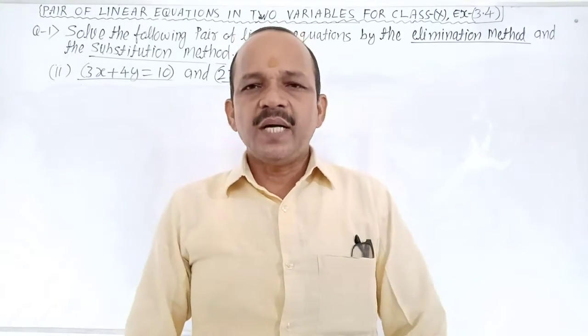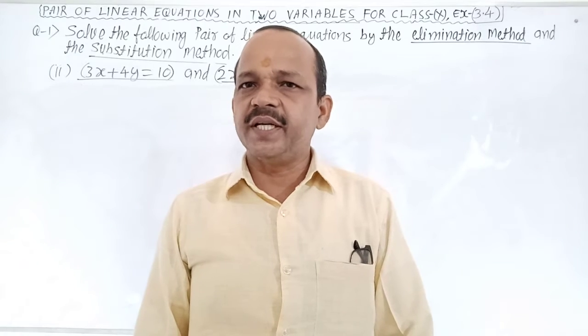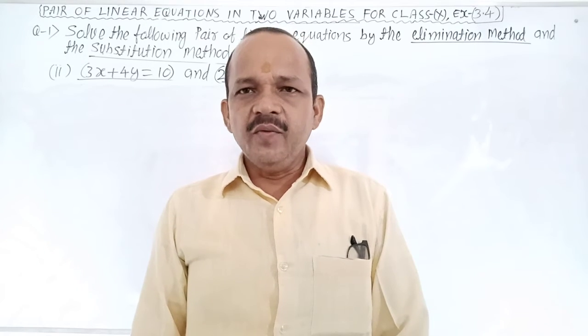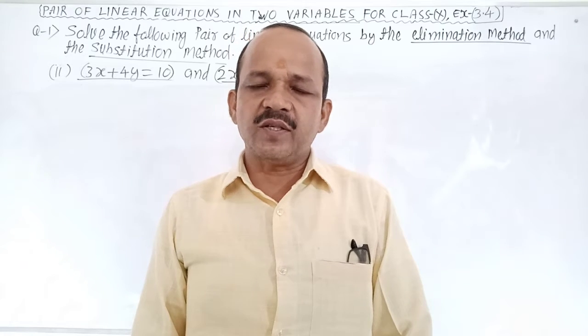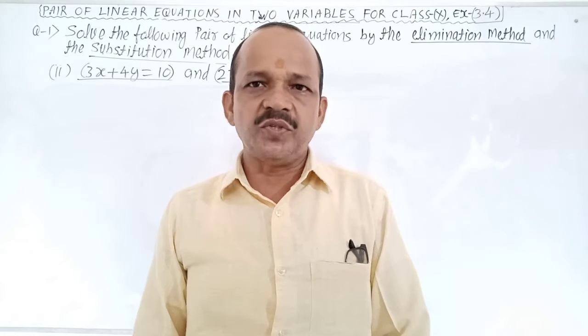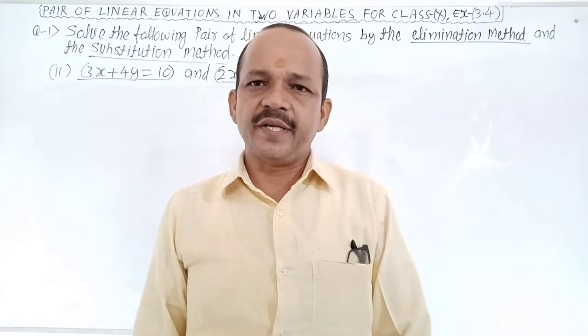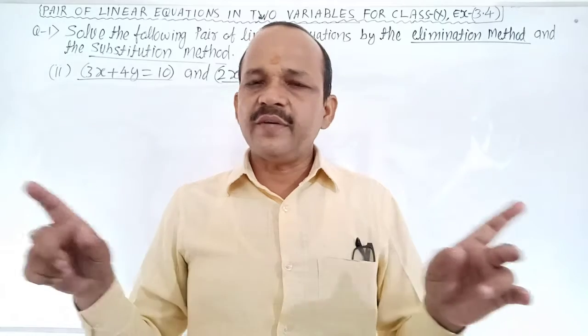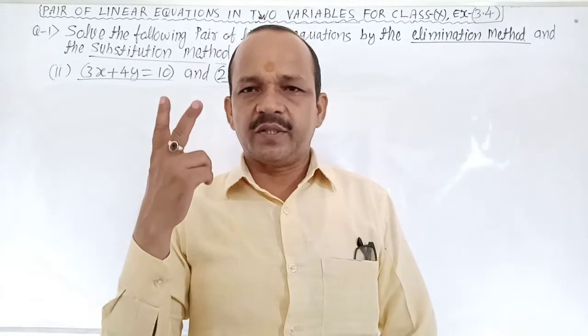Very good. Firstly I want to describe the form of a pair of linear equations in two variables: a1x plus b1y plus c1 equal to 0 and a2x plus b2y plus c2 equal to 0. It is the form of a pair of linear equations in two variables. Is it clear? No confusion about it? Very good.